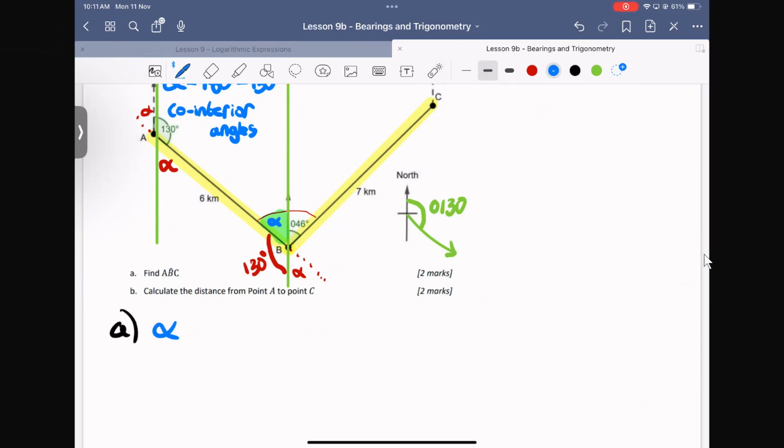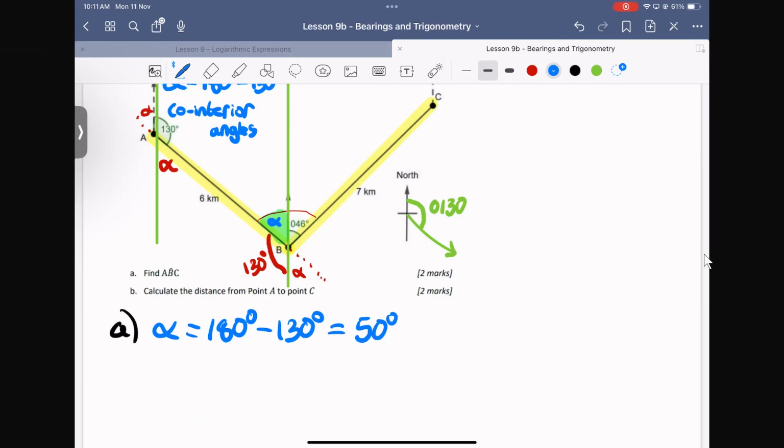the angle I've marked alpha is 180 minus 130, which will be equal to, can anyone do that math? Raja? Let's try and pay attention.